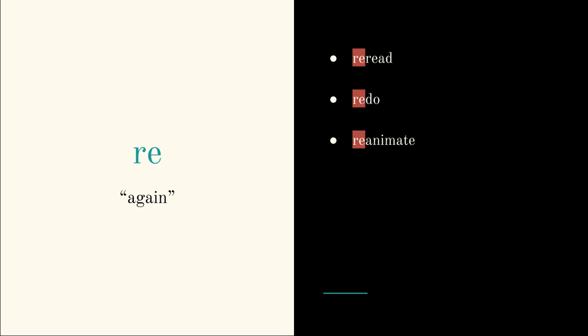Reanimate. It was dead and now it is alive. I've reanimated it. Reconnect. It was connected. It got disconnected. There's another word. And then I reconnected it. If you recalculate something, your math teacher says, hey, you did this right, but you made a calculation error. Go back and recalculate. You go back and do it again. And then if you reappear after you've disappeared, you're back.